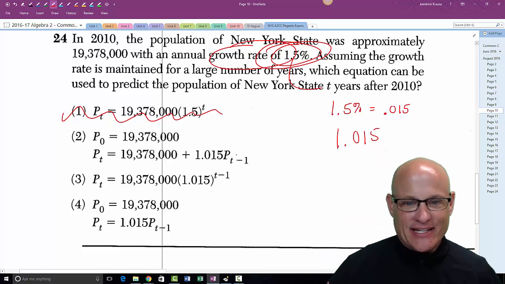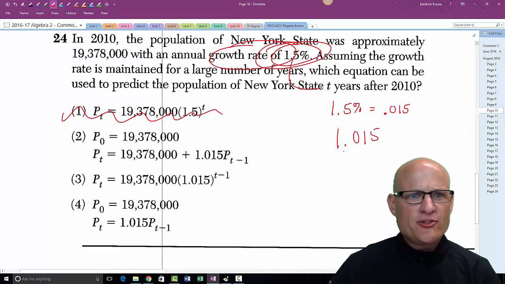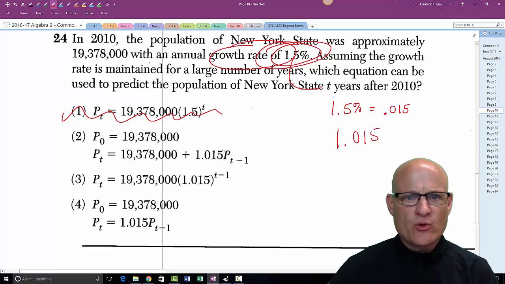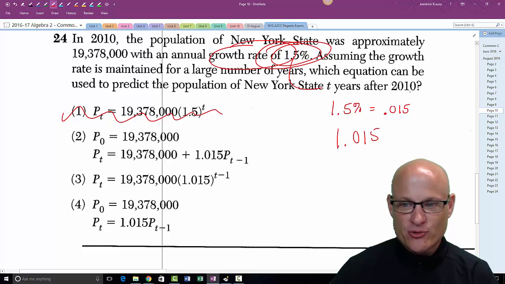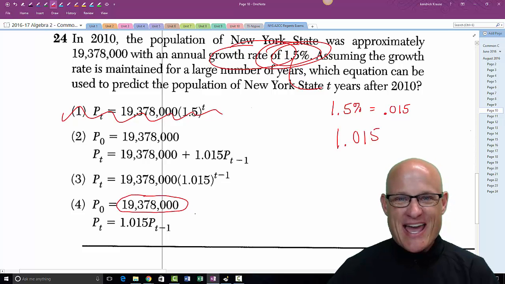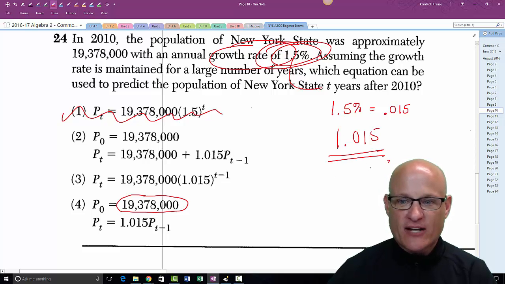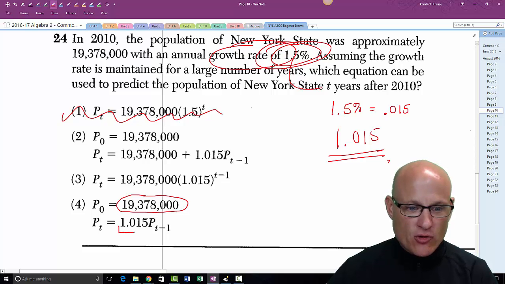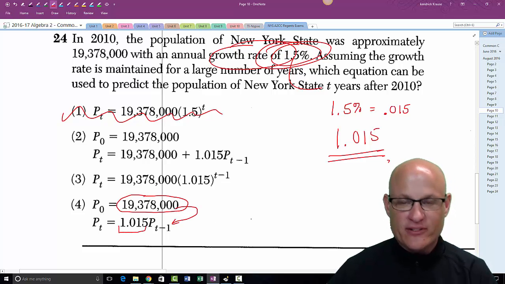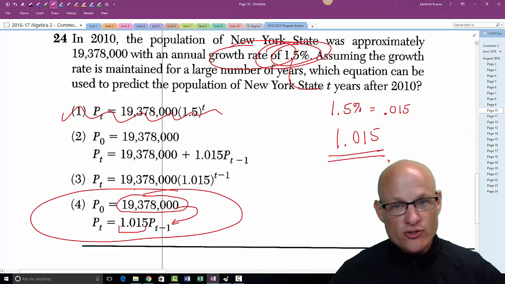Let's see. In 2010, the population in New York State was approximately, with an annual growth rate of 1.5%. Assuming the growth rate is maintained, which equation can be used to predict the population in New York State t years after 2010? Well, this is just a simple recursive sequence where we're saying, okay, we're going to start out with this much, and we're going to increase by 1.015 times the previous year. And so the answer is choice 4.